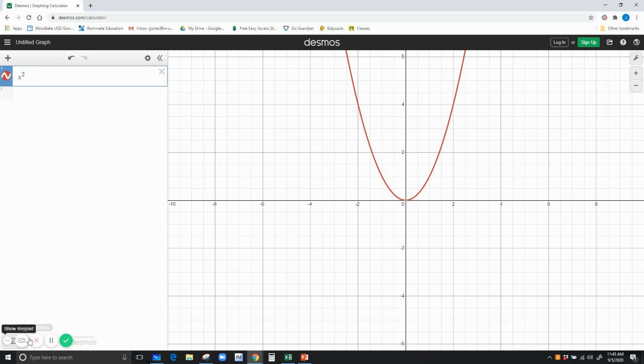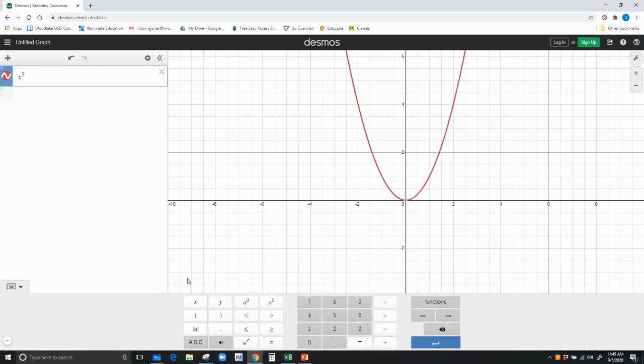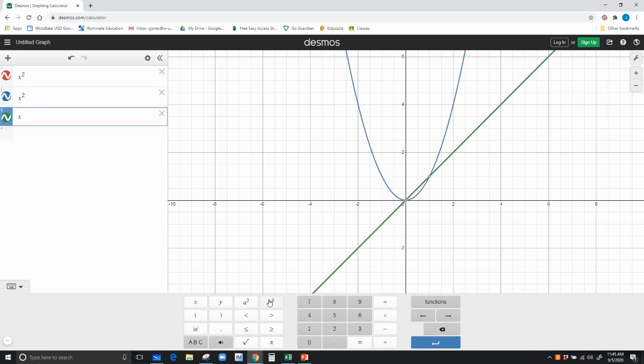If that's really confusing to you, you can go down in the far left-hand corner. Mine's kind of being covered by my stuff there, but it's a keyboard. And then you can see the a squared button. So you can also type it in. If I typed in x and then hit this squared button, or you can type x and then this a to the b button and then put in whatever power you want. So those are all 3 different ways that you can type it in.